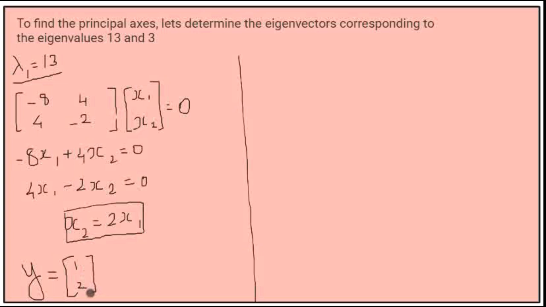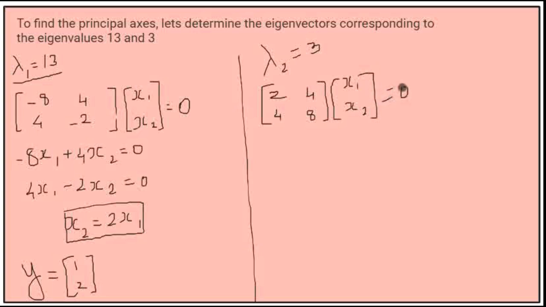Now let's move on to the second eigenvalue, that is lambda 2 is equal to 3. We will do the same procedure and then we will find the second eigenvector. So here 5 minus 3 is 2. So [2, 4; 4, 11 minus 3 is 8] multiplied by [x1, x2] is equal to 0. So when we do the matrix multiplication, we will get 2x1 plus 4x2 is equal to 0, and 4x1 plus 8x2 is equal to 0.